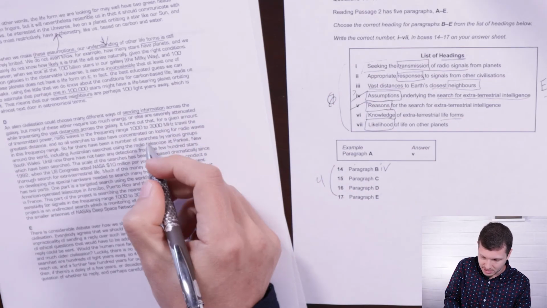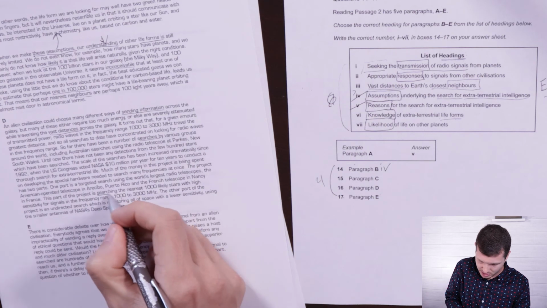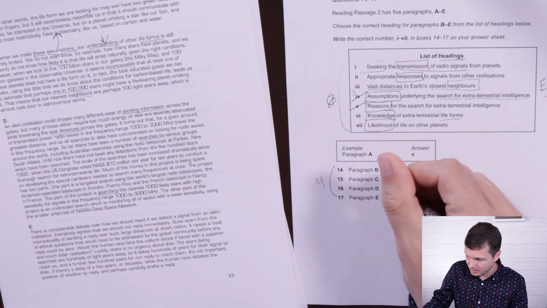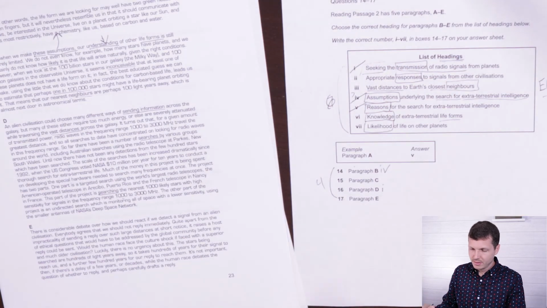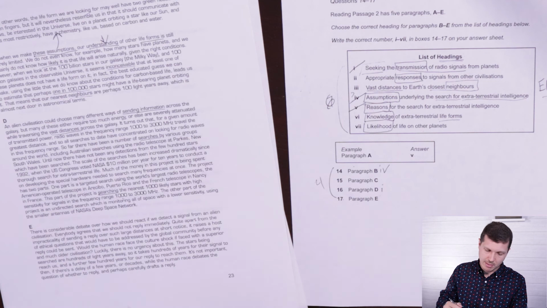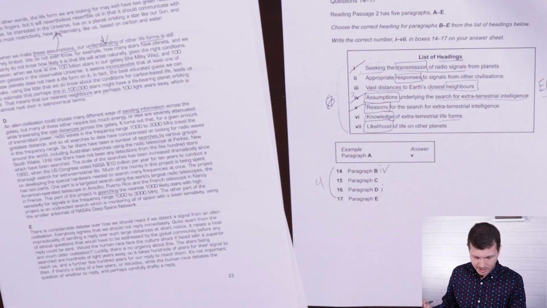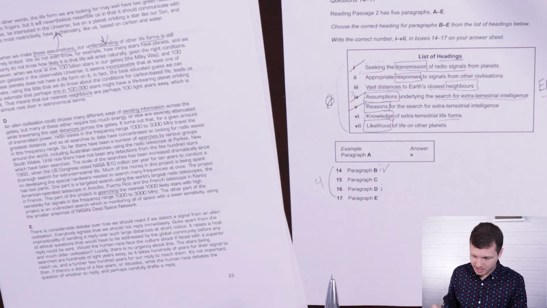And this whole thing is about searches. Searching. I think our answer is I. I feel confident in that. We have all three of these in this paragraph from top to bottom. Okay? Oops. Yeah, okay, I marked it on the right answer.